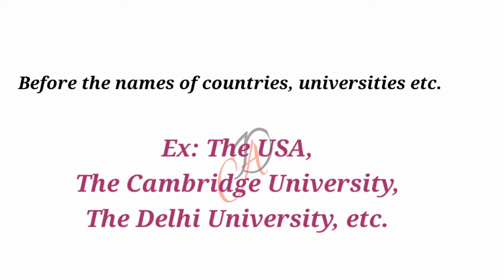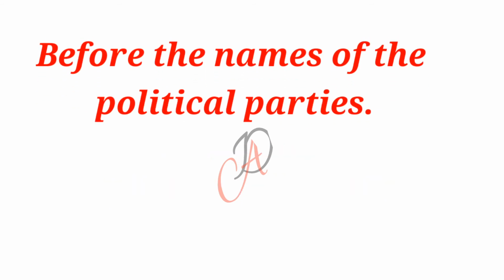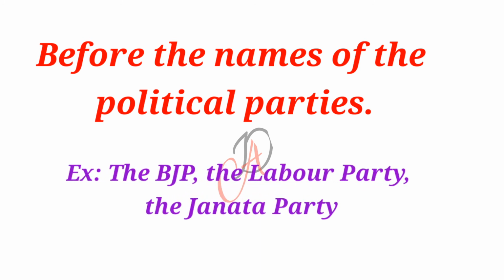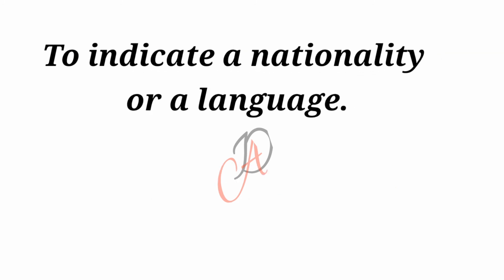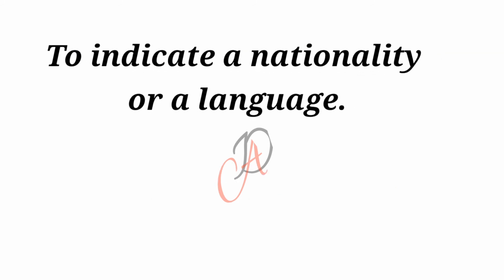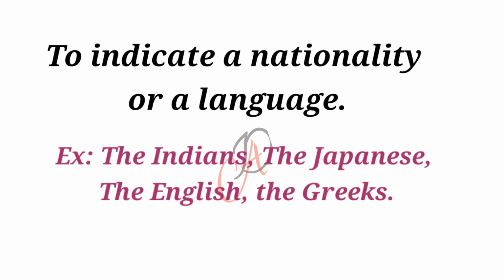So let's move to rule number six. The definite article 'the' is used before the names of political parties. For example, the BJP, the Labour Party, the Janata Party. Rule number seven. It is used to indicate a nationality or a language. For example, the Indians, the Japanese, the English, the Greeks.